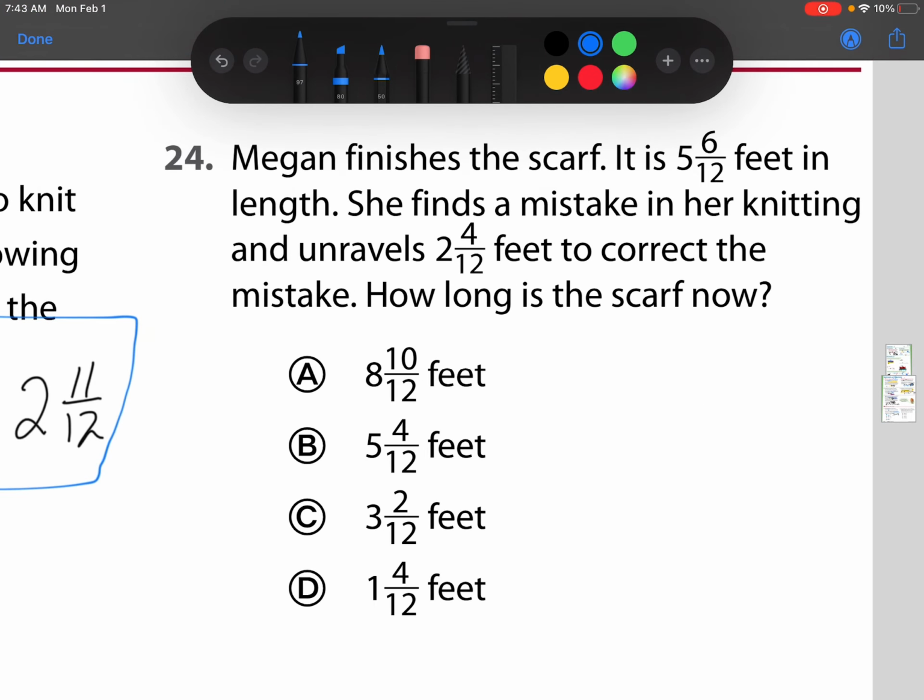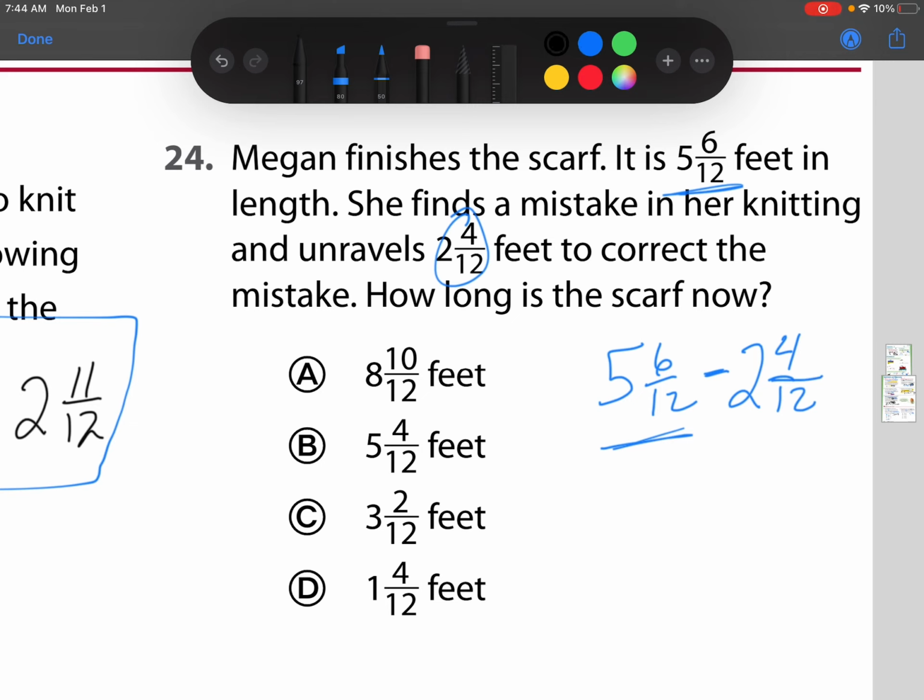Now for number 24, Megan finishes the scarf. It is 5 6/12 of a foot long in length. She finds a mistake in her knitting and unravels 2 4/12 to correct the mistake. How long is the scarf now? So we start out with 5 6/12, and she's taking away. She's unraveling, so she's pulling it apart. She pulls apart that much. So what do we have left?